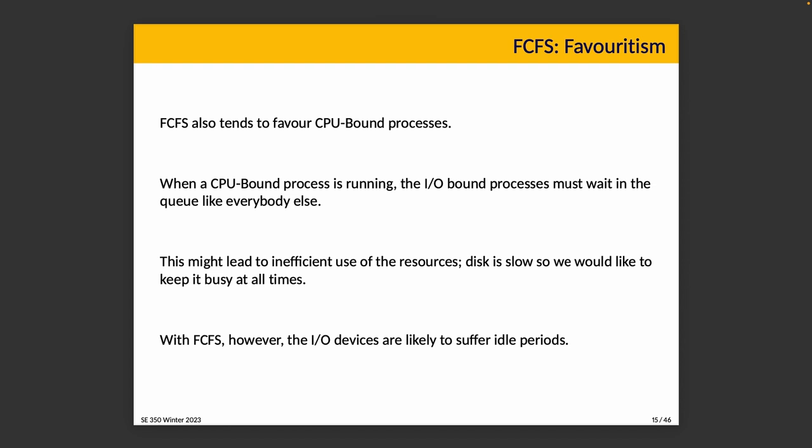You may also note that first come, first serve has a tendency to favor CPU-bound processes. When a CPU-bound process is running, the IO-bound processes wait in the queue just like everyone else. And that might lead to inefficient use of the resources. We've already touched upon the idea that keeping something like disk busy at all times is beneficial, just because it's slow and maximizing that resource means maximizing our performance. And so if we do this first come first serve, we may have inefficient use of the resources because IO devices are suffering idle periods. We're not making the most of the time, the functionality, the units that we have. If a disk write is completed and there's a process that would like to read something from disk, ideally we would like to proceed on that right away. But with first come, first served, that's not really the case.